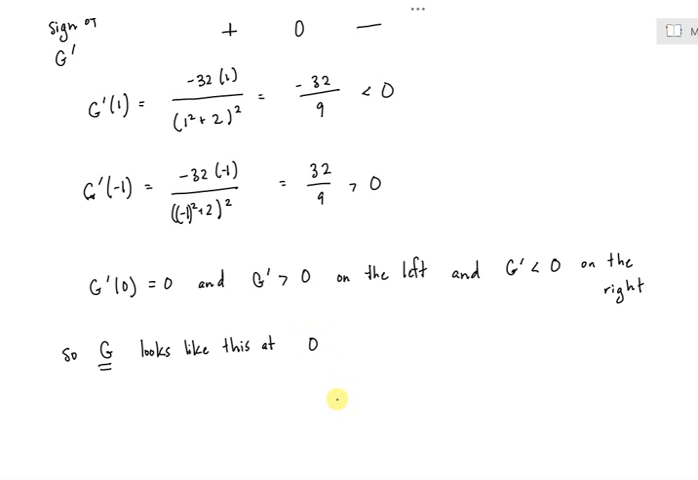So at 0 it has a flat space, and the derivative is positive on the left, so it's increasing. So the derivative is positive, so the function is increasing. On the right side, the derivative is negative, so the function is decreasing. It gives us a shape like this.